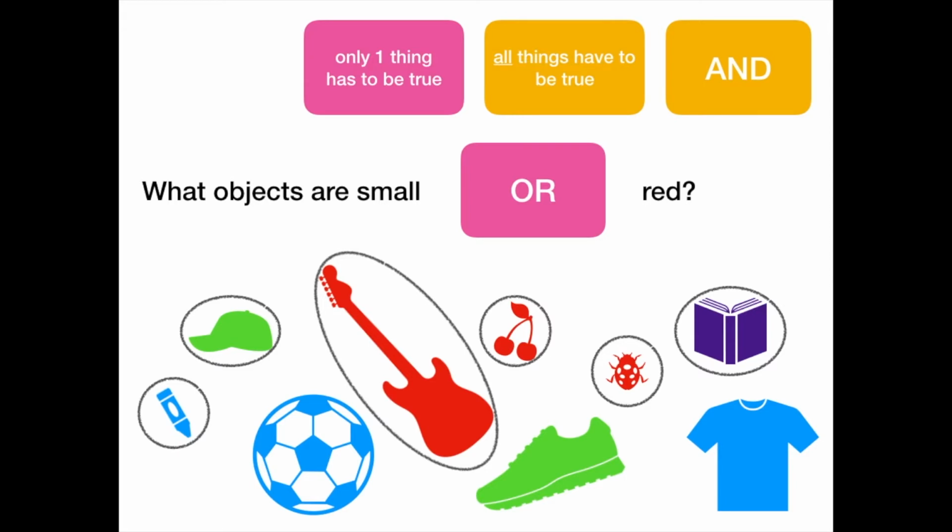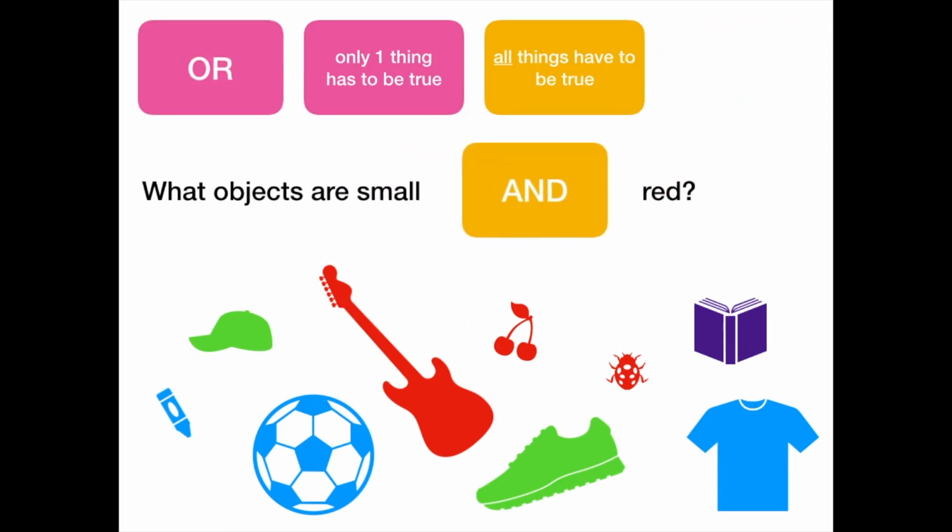What if I changed the word or to the word and? And means that all of those things have to be true. So what objects are small and red? The cherries and the ladybug are the only things that are small and red. The crayon is small, but it's not red. The guitar is red, but it's not small. So the cherries and the ladybug are small and red.